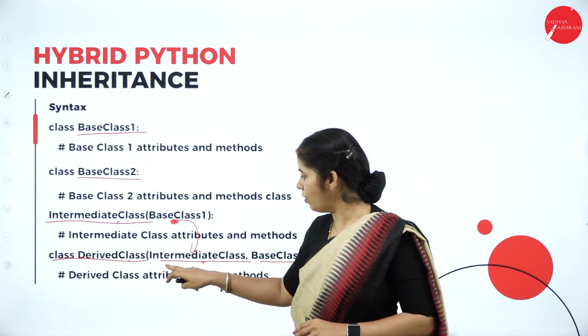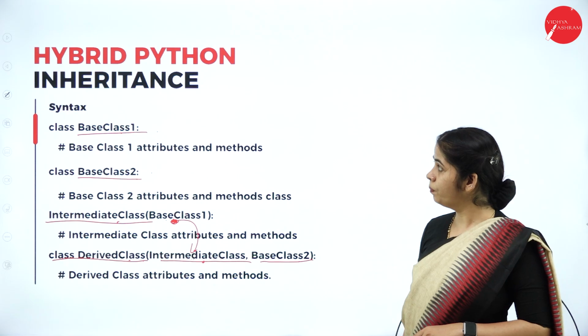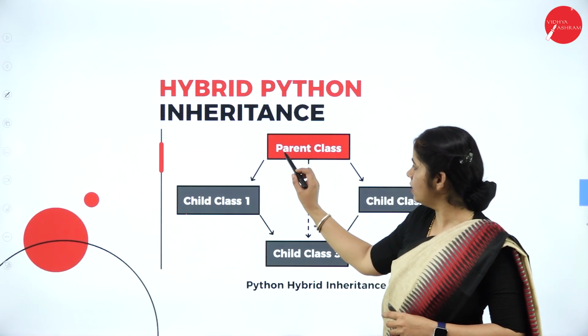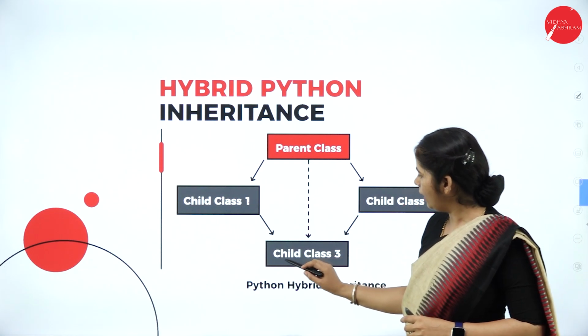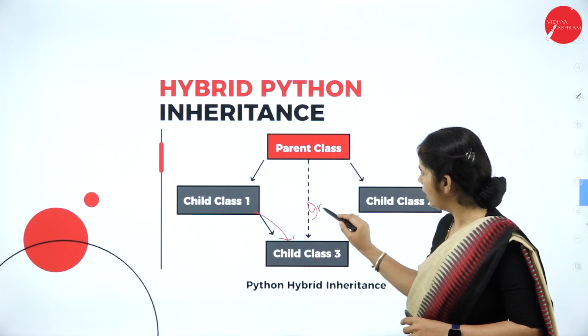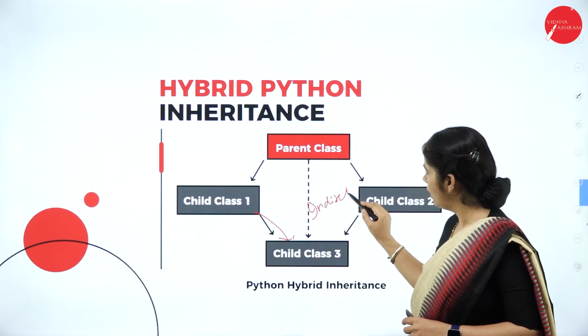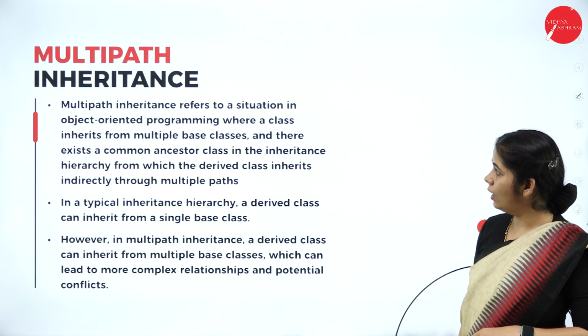Thus, the derived class indirectly inherits the properties of base class 1. So this is a hybrid inheritance. That is a parent class, class 1 child and class 2 child. Like class 3, it is inheriting indirectly from the base class. This is a hybrid class.